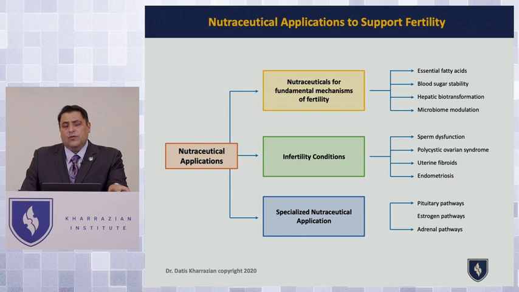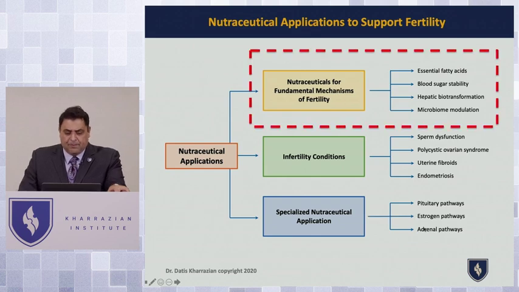So when you look at nutraceuticals to support infertility, the way I like to look at nutraceutical applications is in 3 main categories. Nutraceuticals for fundamental mechanisms of fertility. These include essential fatty acids, nutraceuticals for blood sugar stability, nutraceuticals for hepatic biotransformation, nutraceuticals for the microbiome, and then specific nutraceutical considerations for infertility conditions, whether it's sperm dysfunction, PCOS, uterine fibroids, or endometriosis. And then just some specialized nutritional applications, whether we're looking at pituitary pathways or estrogen pathways or adrenal-based pathways. I'm going to start with the nutraceutical applications first.